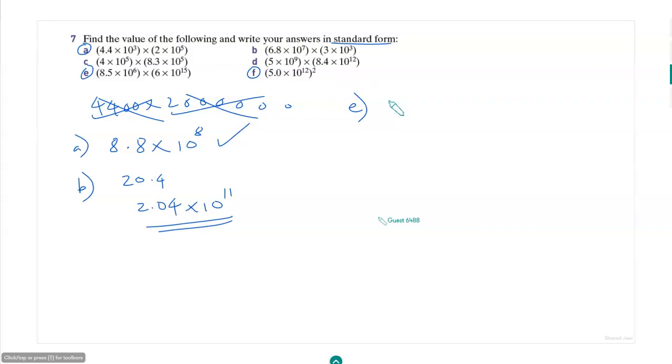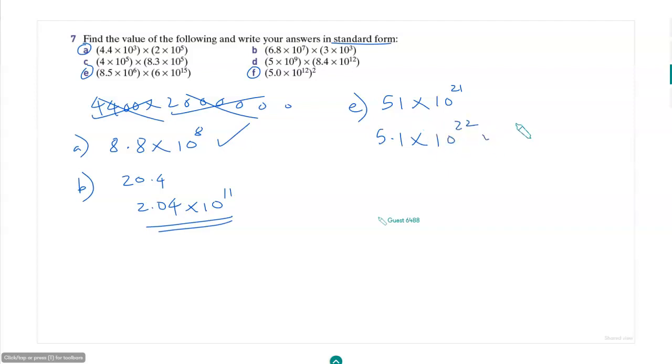Yeah, let's just write 5.1 times 5.1 the other times 10 first. Yeah, 10 to the power 21. 6 plus 15, 10 to the power 21. So that's 5.1 times 10 to the power 22.